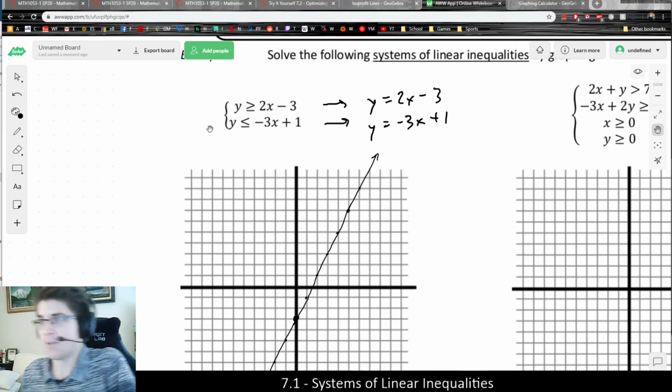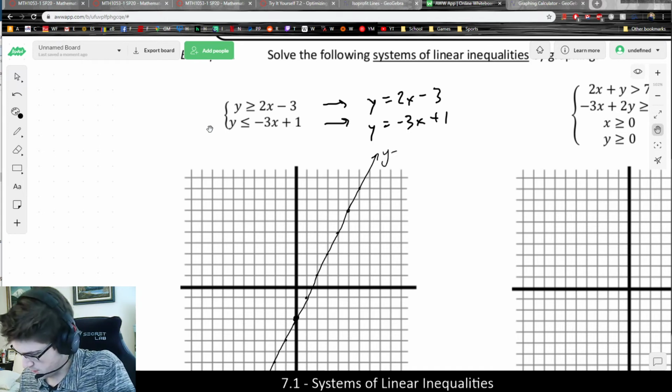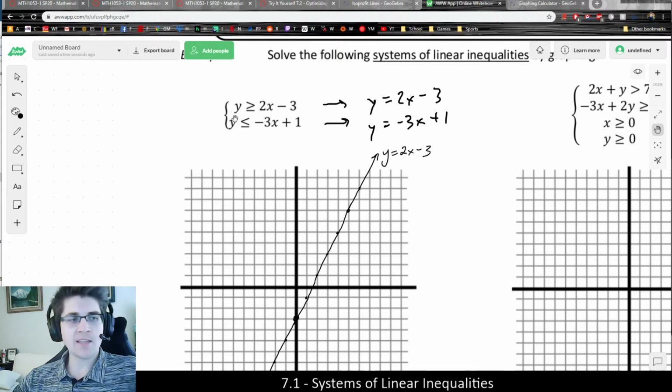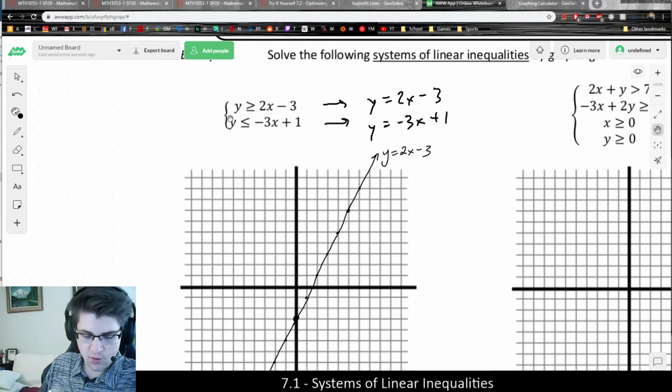And I'm going to go ahead and label my graph just so that it's a little bit easier to follow. But that's the equation y is equal to 2x minus 3. But what I wanted to mention is, what is different about the inequality? Basically, it's sort of like a normal inequality.